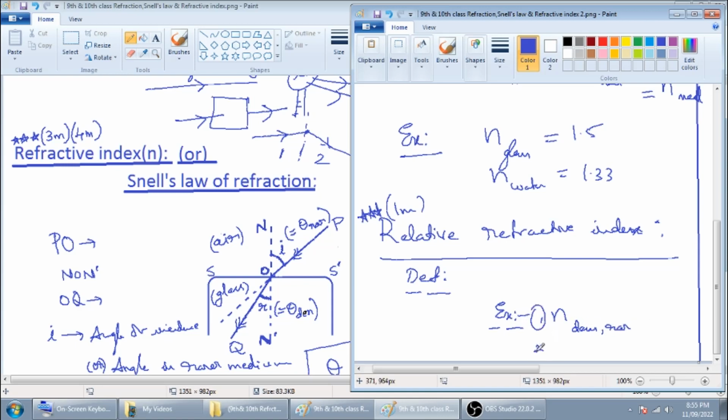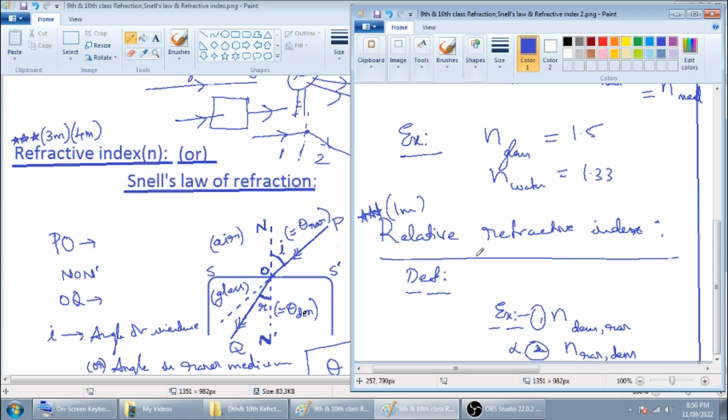Any other example? We have already seen one example. Just as the refractive index of denser with respect to rarer is defined, the same way the refractive index of a rarer with respect to denser is also defined. How it is defined we have seen roughly, but it's not much useful. Still, the refractive index of any medium with respect to some other medium is defined as the relative refractive index. So that's the simple meaning of relative refractive index.